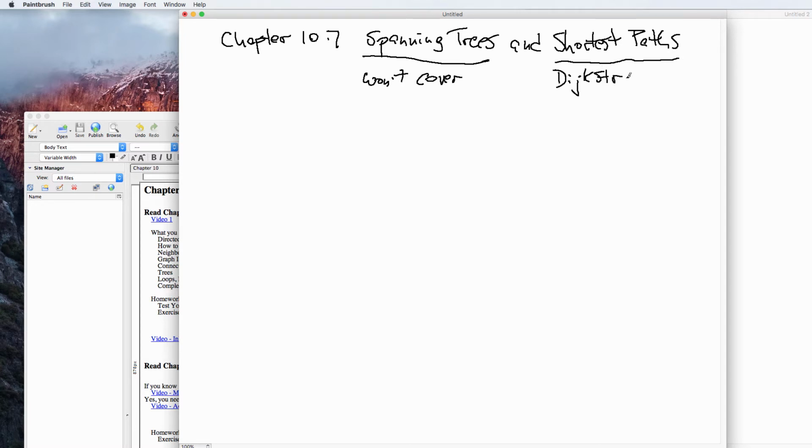Dijkstra is a very famous man. But I think this algorithm's a little complicated, so we're going to come up with our own, something that I think is a bit easier. If you want to use Dijkstra's algorithm, you're certainly welcome to. But for the first time in this chapter, we are going to be considering weighted graphs.